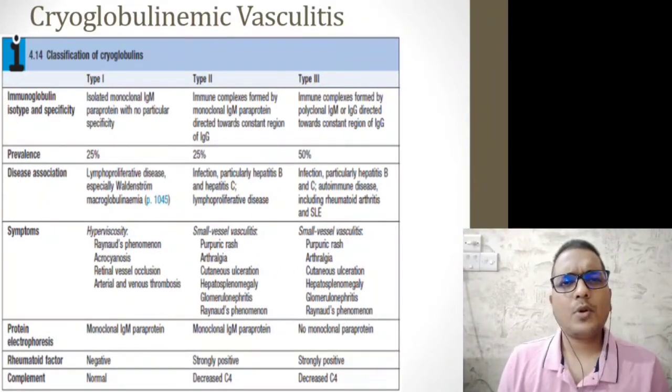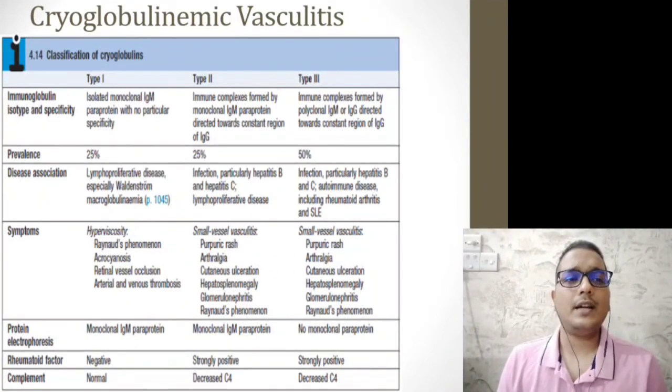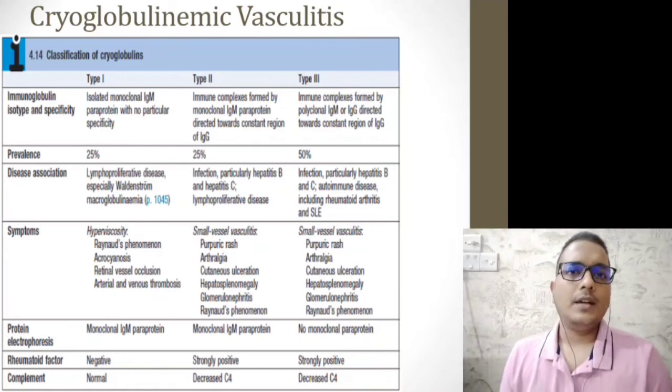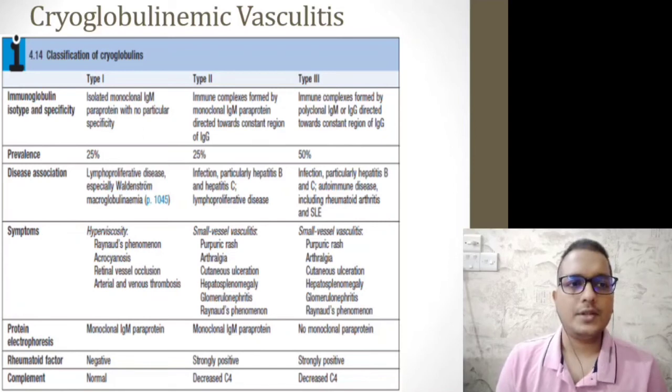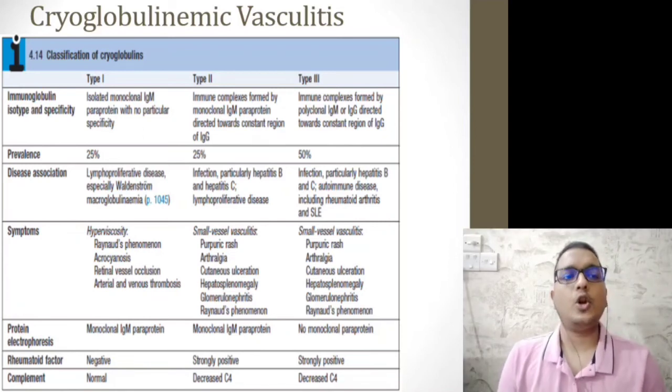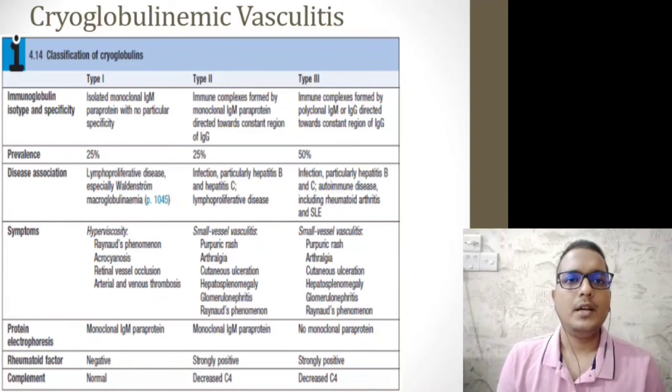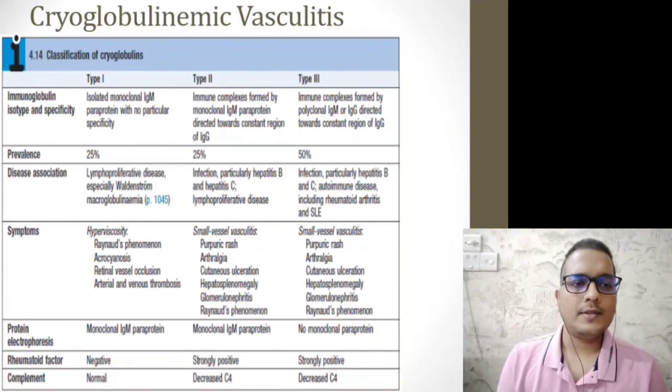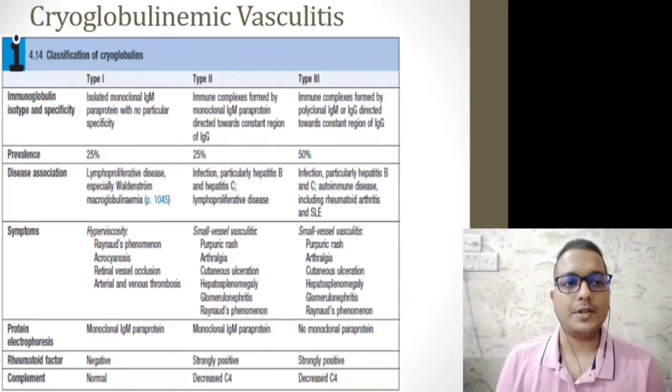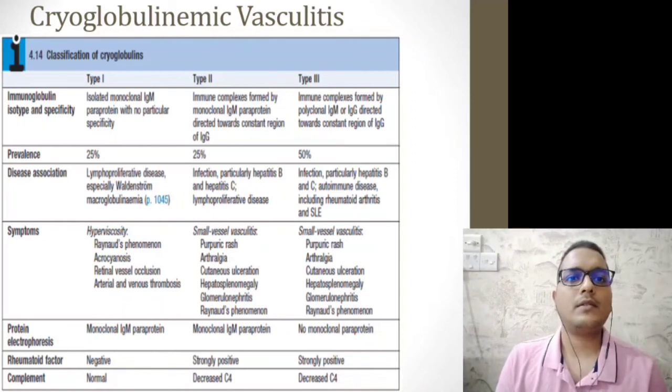And the most important thing about cryoglobulinemic vasculitis: cryo means cold, and globulinemia means globulins in the blood. Some of the globulins that are normally in the blood at normal body temperature get precipitated in the cold, like in cold weather or cold temperature. Precipitated where? In the blood vessels or in the kidneys, anywhere. So this is called cryoglobulinemic vasculitis.